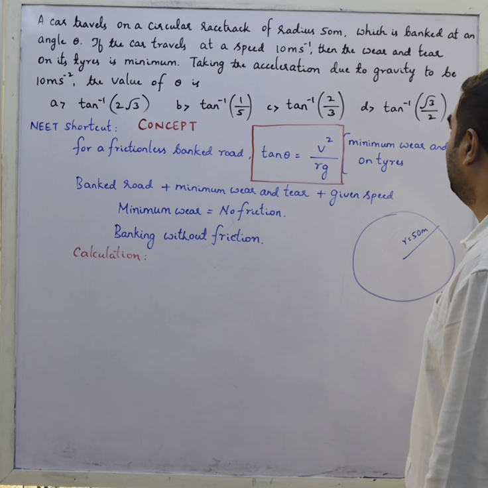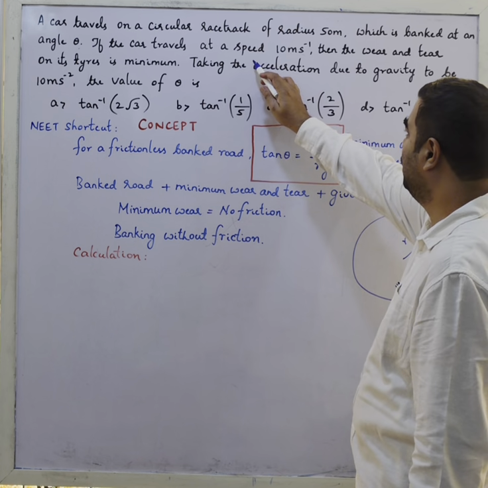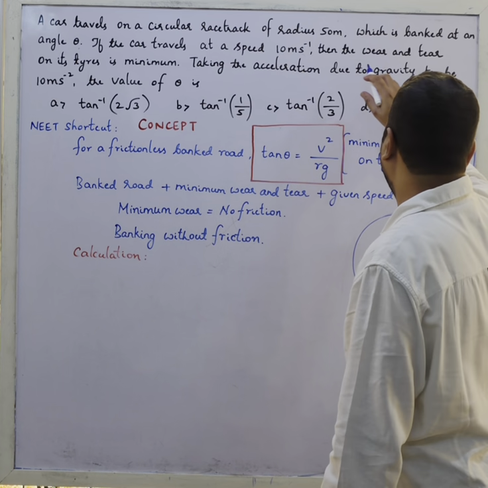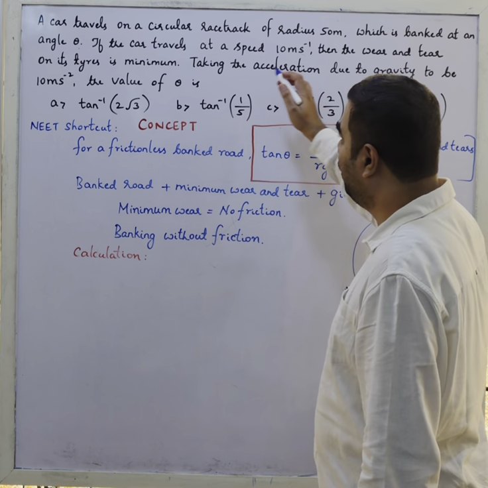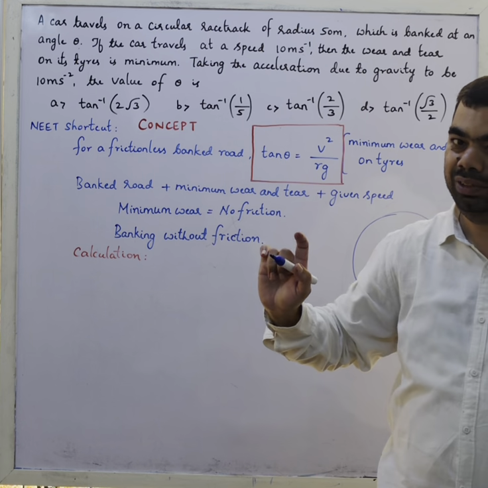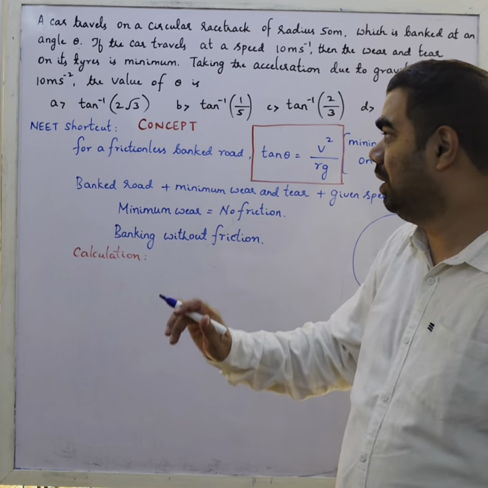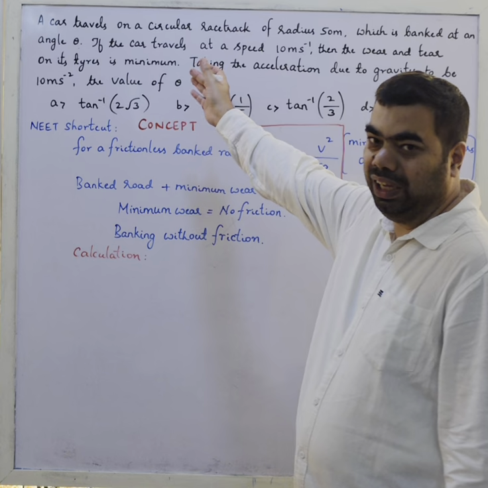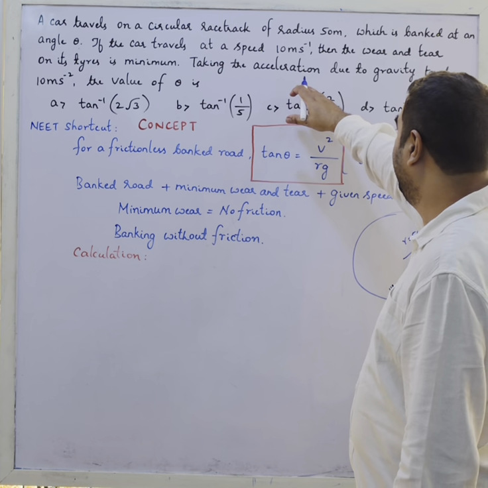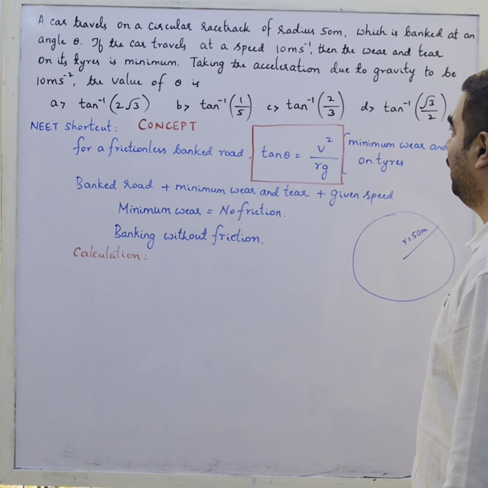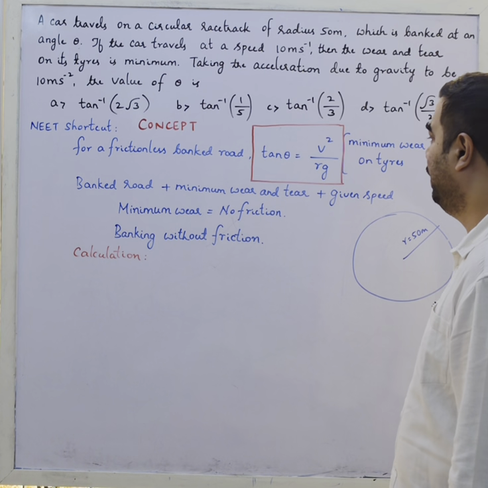If the car travels at a speed of 10 meter per second, so this is the speed, means velocity, then the wear and tear on its tire is minimum. See, wear and tear minimum means we can consider it as frictionless, or zero friction. Taking the acceleration due to gravity to be 10 meter per second square, the value of theta is.